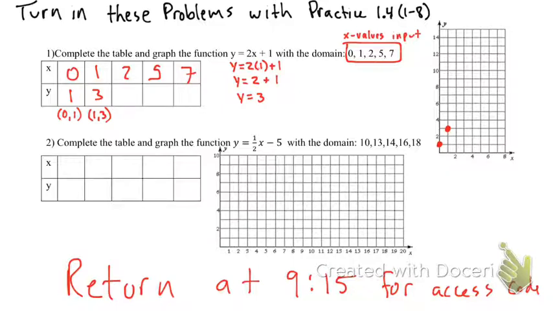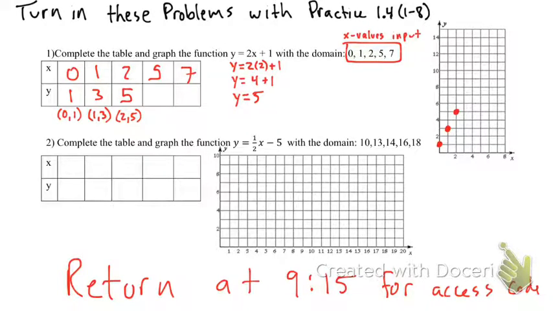Now we just repeat this process again for number 2. So I'm going to plug in 2 for the x. And then do the math. So y equals 4 plus 1. That gives me an output of 5. Which means my next point is 2, comma 5. 2, comma 5 is here.